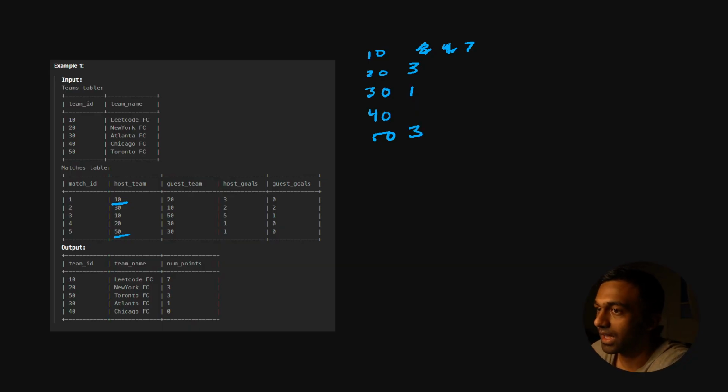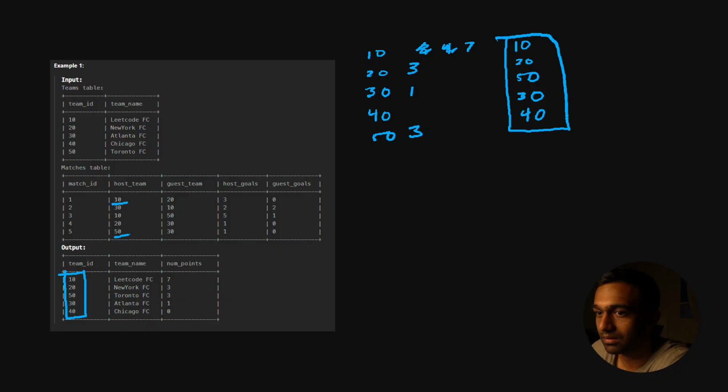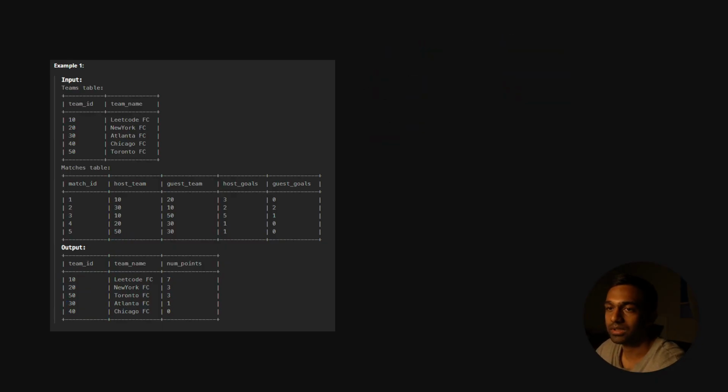So if you order that, that'll give us 10, 20, 50, 30, and 40 in this order, right? And that's what our output looks like, in this order. Now, how would we do this?